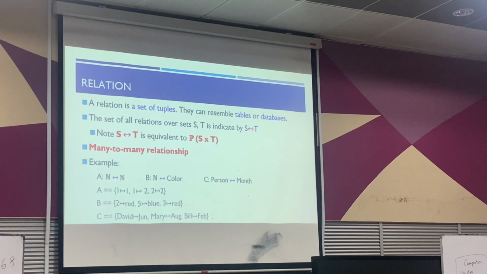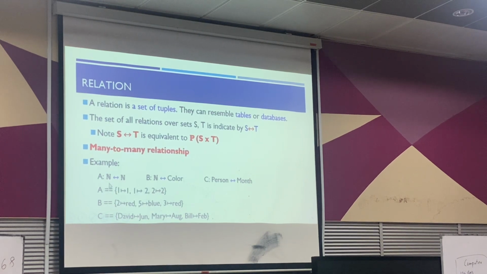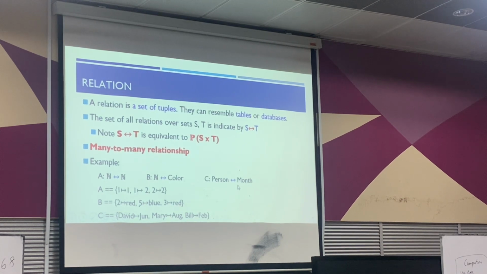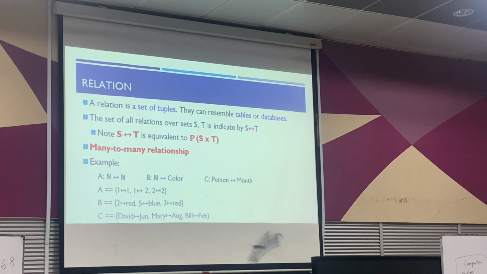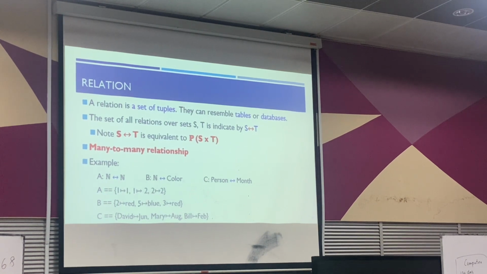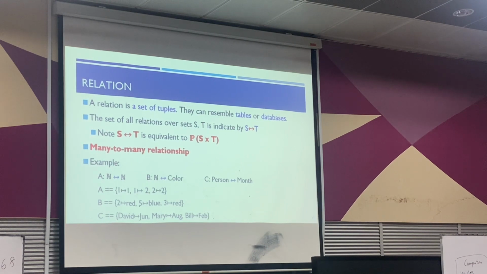So in this case, for example, person to month. Maybe you can have, for example, appointments. One person makes appointments with a dentist, for example, in June and December. Another person also June and December. Maybe another person is January and June.